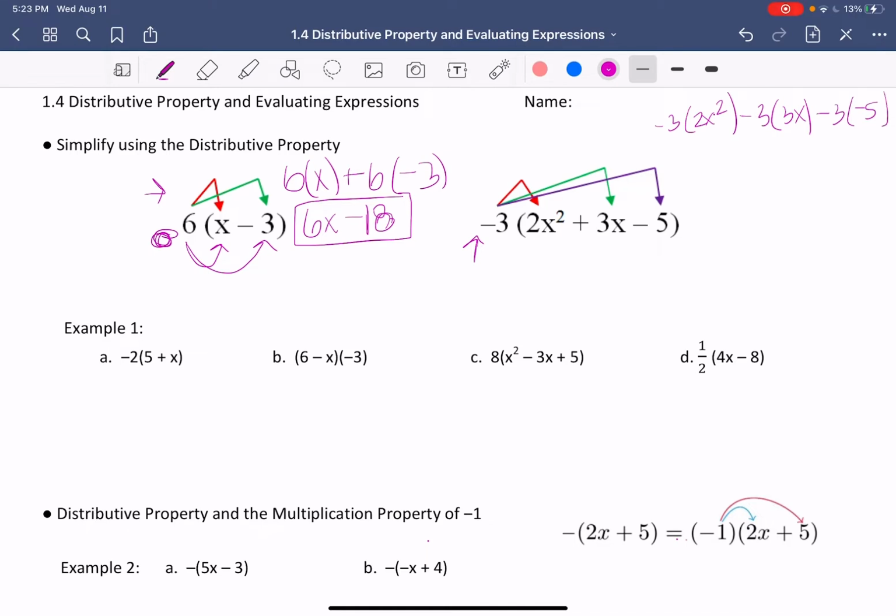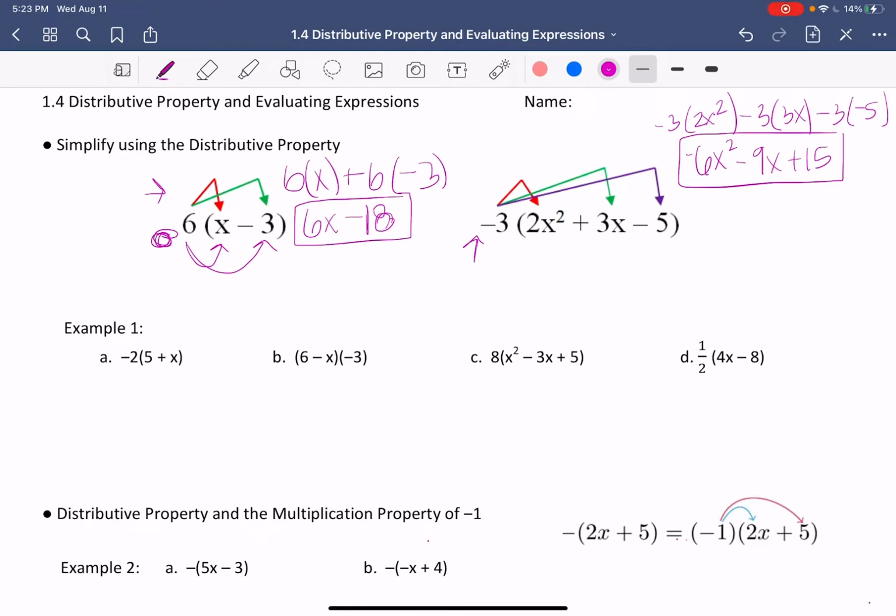All right, so that -3 times 2x squared, that's going to give us -6x squared. -3 times 3x, -9x. And -3 times -5 gives us positive 15. All right, so keeping that in mind, let's go ahead and work a couple from example 1.